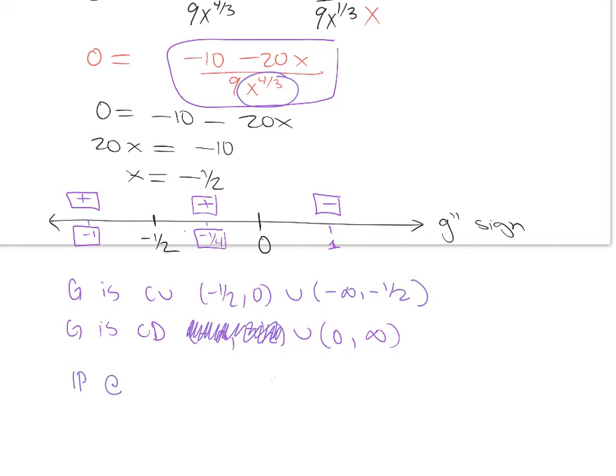So then is -1/2 an inflection point? No, concavity doesn't change. So where does the concavity change? 0. And that one you actually could plug in. It's not awful. Oh, yes, g of 0. How about this? 0, 0.